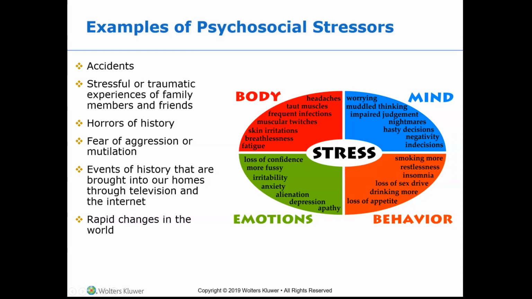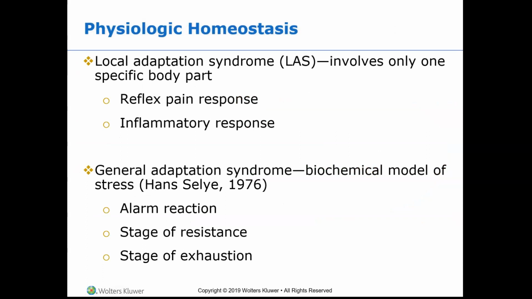Examples of psychosocial stressors include accidents, stressful or traumatic experiences of family members and friends, including deaths, divorces, horrors of history like wars, genocide, fear of aggression or mutilation, events of history that are brought into our homes through television, like the attacks on the World Trade Center and the Pentagon, things we see on the internet, and the rapid changes that are happening in the world.